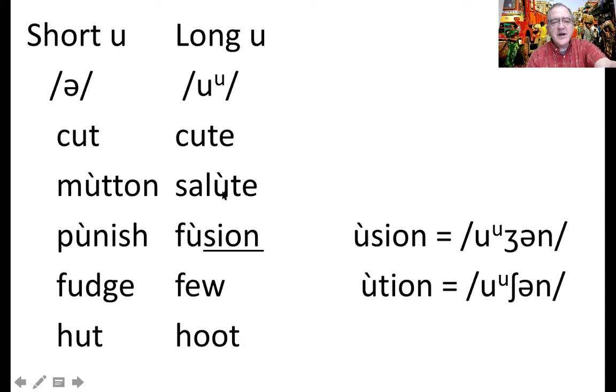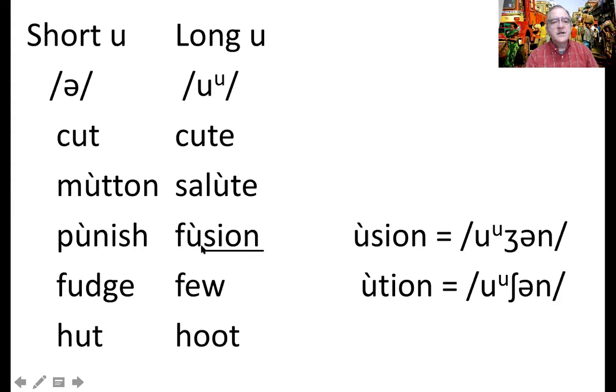Now this is also stressed, but because of the E in the end, it becomes oo. Salute. Salute means this. See my picture? That's a salute. All right. Punish, that's batsu. Punish. Now, some of you are saying your sound too much like oo, but it's not. Your tongue is too high. Punish, punish. Good. There you go. Punish.